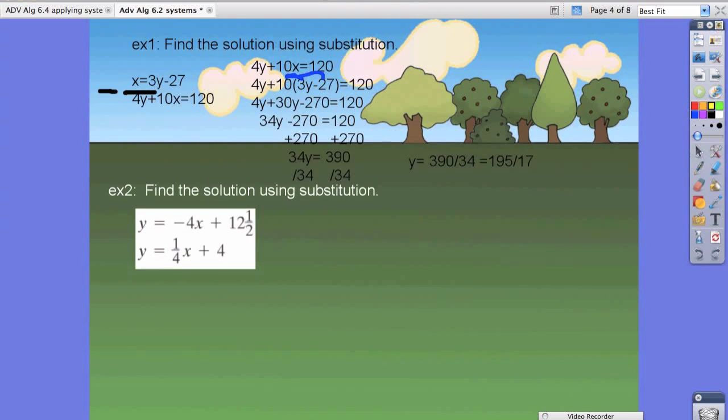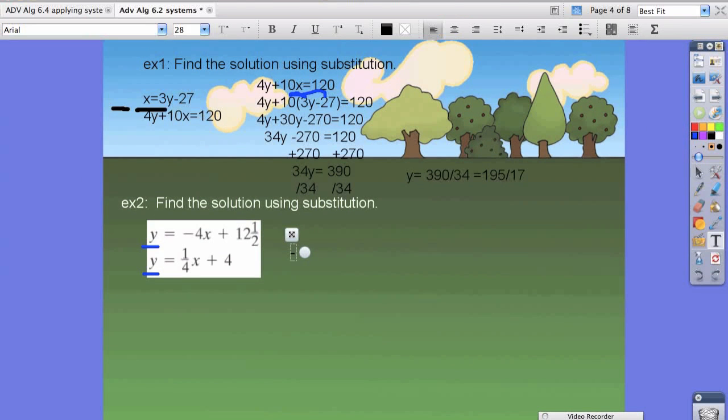So let's try example 2. Example 2 says finding the solution using substitution. Now remember, the first thing we're going to look for is an equation that says x equals or y equals. In this instance, they both say y equals. So the way that this will work is, because they both say y equals, I'm going to write this in a specific kind of way, so you can see what happens. So we have negative 4x plus 12.5 equals y, but y is also equal to 1/4 x plus 4.